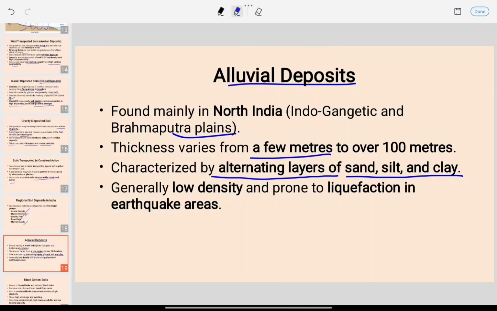From an engineering point of view, alluvial soil generally has low density, and in earthquake prone areas it may be vulnerable to liquefaction, where these soils lose their strength due to shaking. So alluvial deposits are widespread in India and are very important both in agricultural and geotechnical engineering.